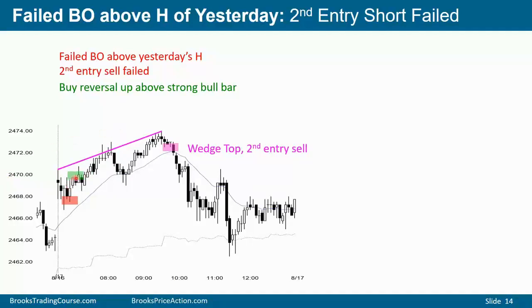The bulls will buy this as a high 2 bull flag. So a bull trend, the gap up is a bull trend, and then a pullback, and then a second entry buy above that bar. Ultimately, there was a wedge top and a second entry sell. First is below a bull bar, second below the bear inside bar, and the bear's got to swing down.